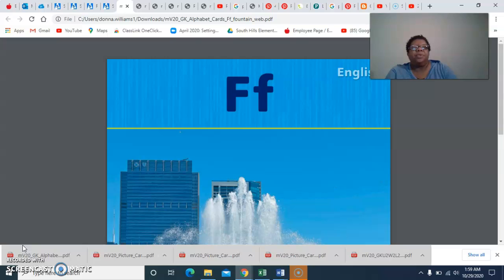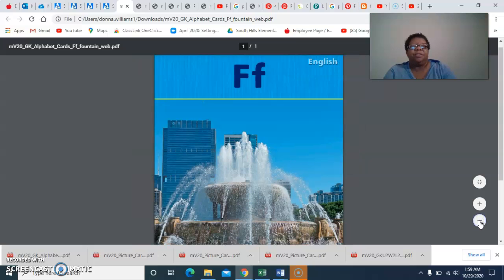We have a new letter, or it's a review for some of you. We have the letter F. We have the capital F, uppercase F. We have the lowercase, the small f. And the sound for F is, so you have to put your teeth on your lips and then blow. So that's the F sound.